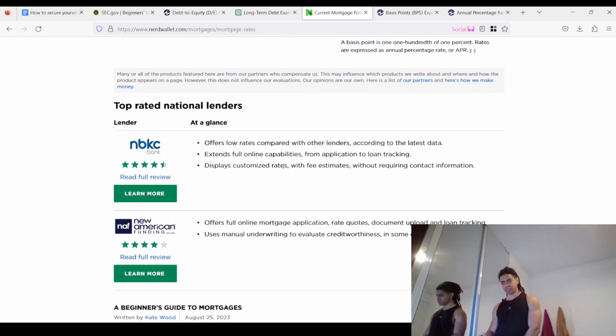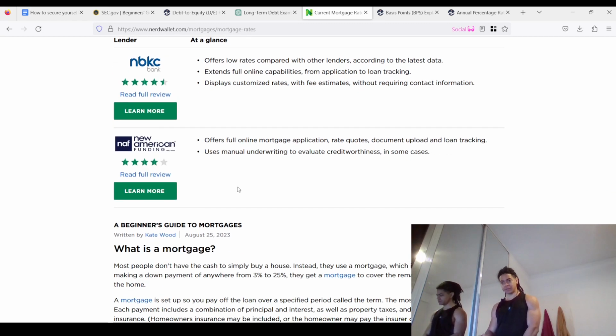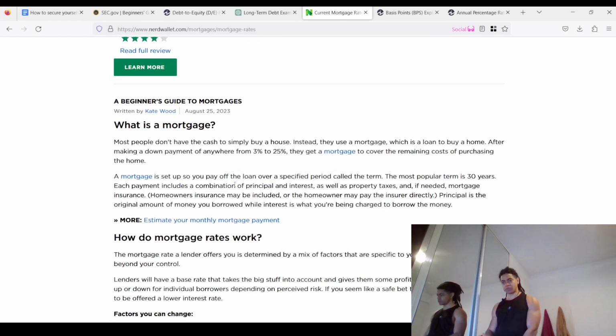Top rated national lenders: NBKC, New American Funding. And what is a mortgage? Most people don't have the cash to simply buy a house. Instead, they use a mortgage, which is a loan to buy a home, after making a down payment. Written by Kate Woods.